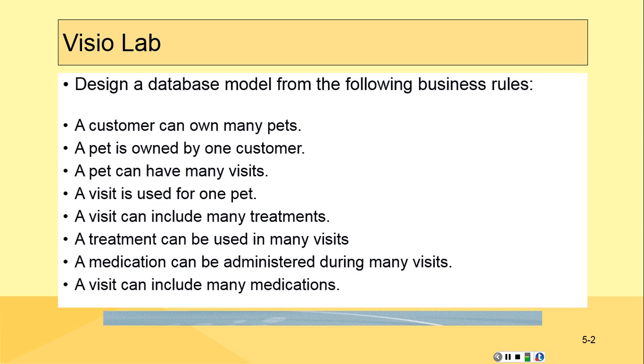Okay, so those are our business rules. These are the things that we would get by talking to the veterinarian and his staff. So now we're going to create a model of a database that will accommodate these business rules. So the first thing we would do is to look over these rules and identify the entities. And an entity is something, an object about which we're going to need to track data. So we have here, we have customers, we have pets, we have visits, we have treatments, and we have medications. So those are the entities that we're going to need to keep track of.